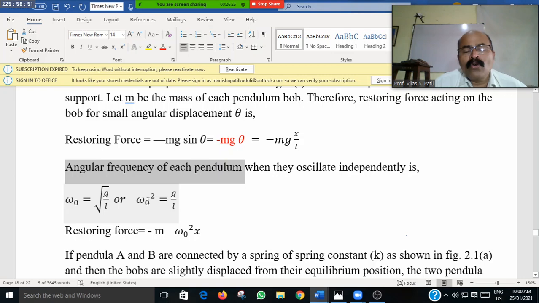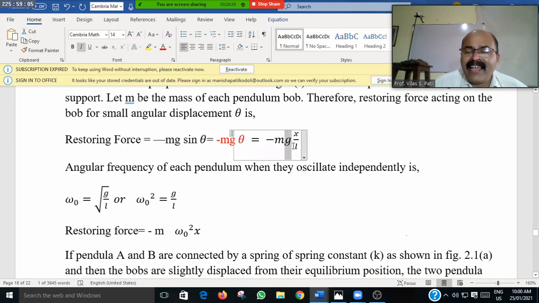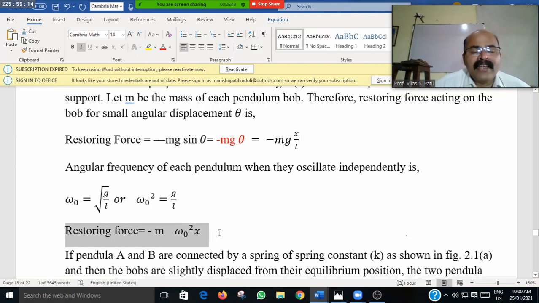जी बरोबर ओमेगा 0 स्क्वेअर इंटू एल. इथं मी जर जी ची व्हॅल्यू पुटअप केली मित्रांनो, ओमेगा 0 स्क्वेअर इंटू एल पुटअप केला, तर काय होईल सांगा, एल ला एल जाईल, मला मायनस एम ओमेगा 0 स्क्वेअर आणि एक्स मिळालं, म्हणजे हा रिस्टोरिंग फोर्स मिळाला. दॅट इज मायनस एम ओमेगा 0 स्क्वेअर इंटू एक्स मिळाला.